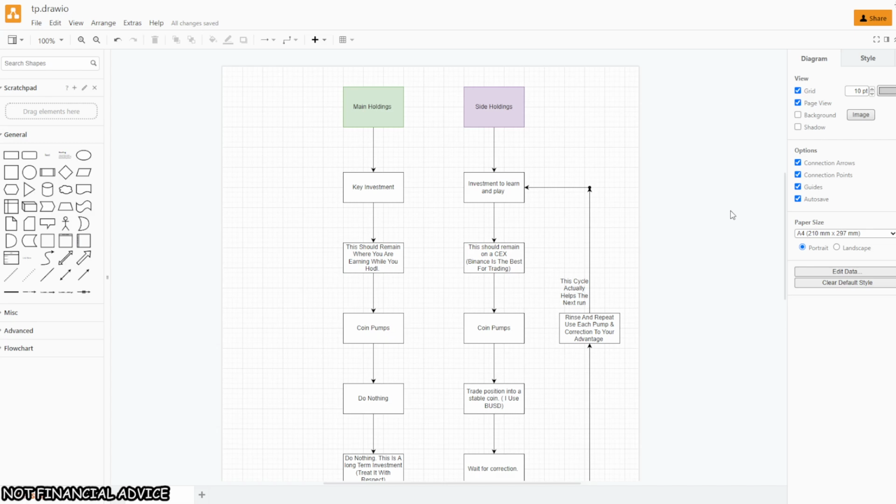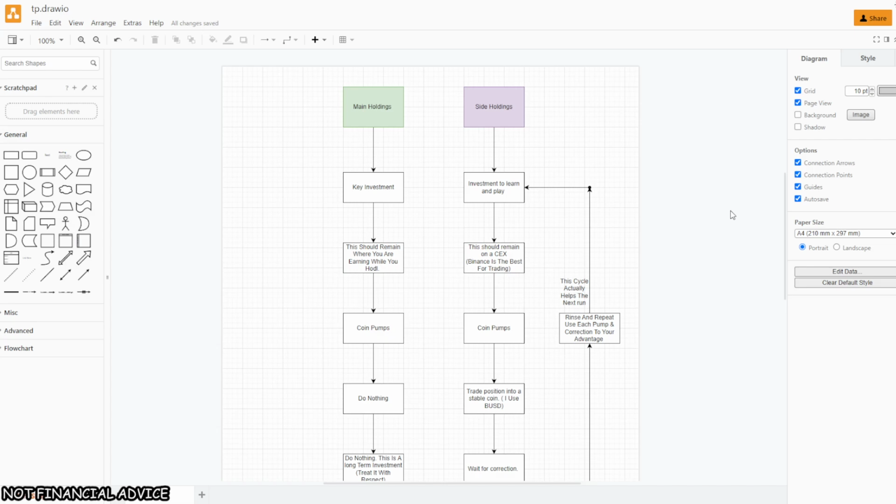Let's say, for example, the coins in question are Lunc Classic. Now, I've got my main holdings, and these are my key investment, okay? This is around 80% of my overall bag of Lunc Classic. I will leave this exactly where I need it to be whilst I'm hodling, i.e. for me, that's Terra Station. Okay, the coin pumps, I do nothing. It does a correction, I do nothing. I have a plan and I have an exit plan, and we'll go over exit strategies in another video. But for now, let's keep it simple and let's discuss side holdings.